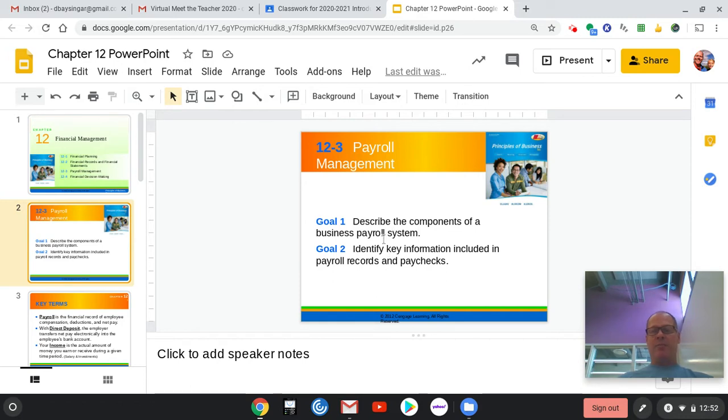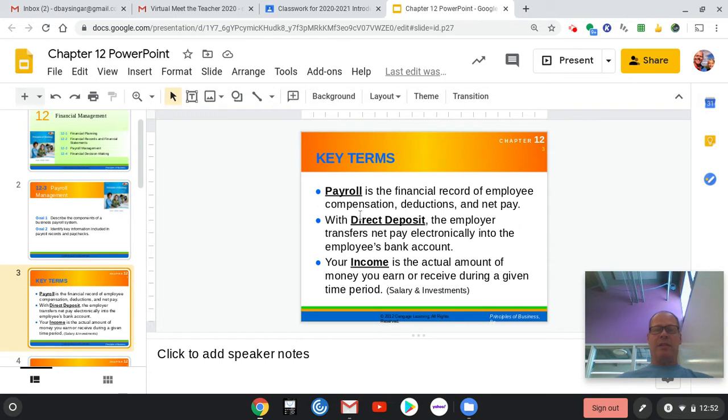In a payroll system itself, the common components are here. It's the financial records and keeping up all employees, compensations, deductions, and net pay. Right? So compensation is your pay, and there's multiple types of pay, which we'll talk about in a minute. Deductions is what comes out of your paycheck when you get the check.